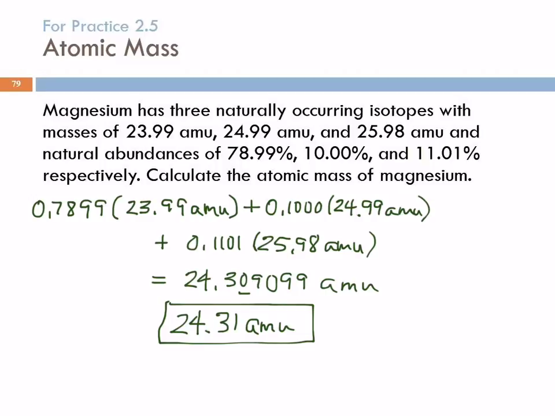A quick check to see if you really screwed up. This number has to be between the highest and lowest value. An average can't be higher or lower than the highest or lowest value. So 24.31, here's my smallest one, 23.99. This is larger than that, and it's smaller than the largest one. If it's outside, then you screwed up something somewhere.